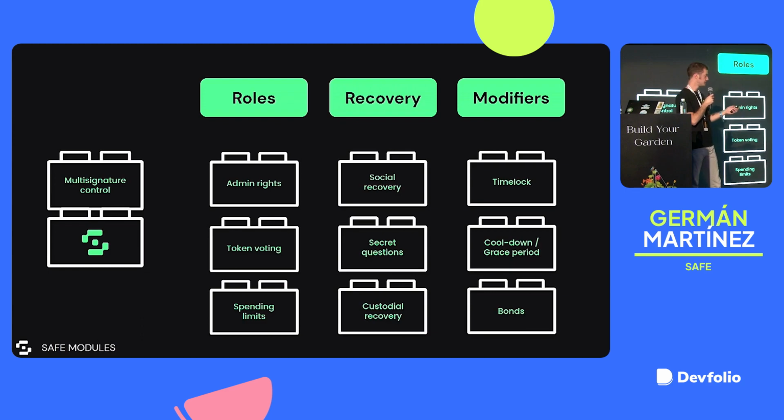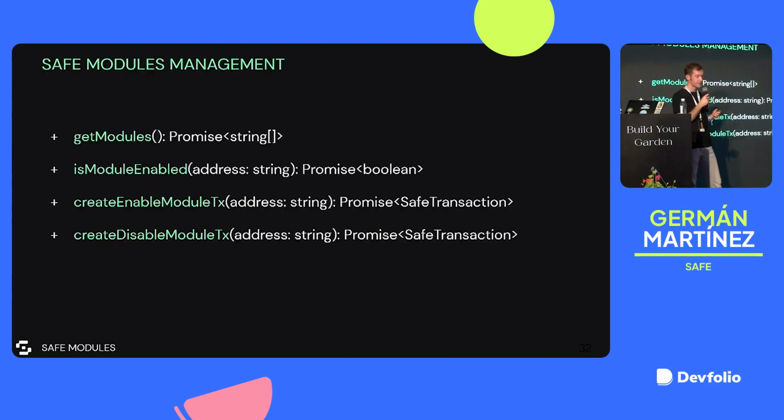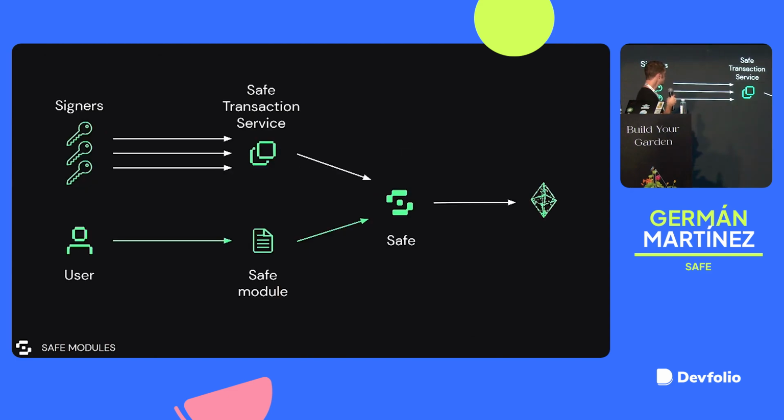How does the Core SDK facilitate the interaction or the management of Safe modules? There are a few methods that are available. For example, get modules, where you can get a list of the modules you have enabled in your Safe. Then is module enabled, because I think I didn't say that in order to execute transactions from the module, it is mandatory that the module is enabled in the Safe.